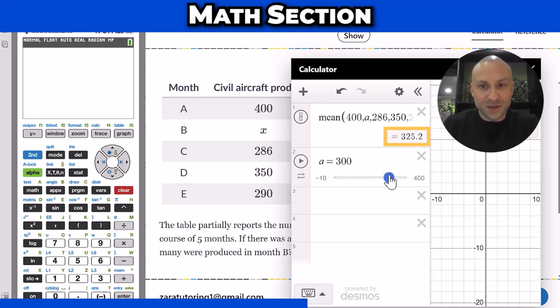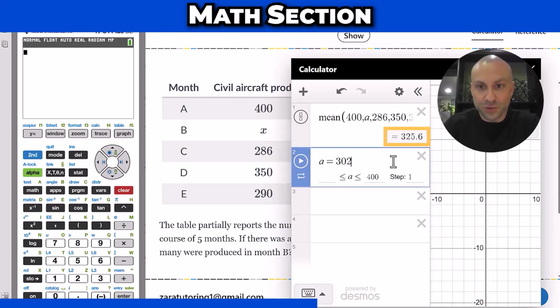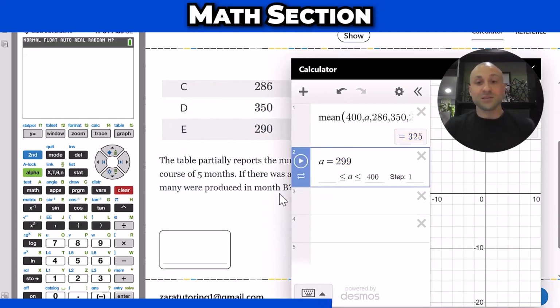So now it gets a little bit harder to navigate. So maybe I'll just go like this. Okay, 302, no, 301, 300, no. Let's go to 299. Okay, we figured it out. So the correct answer is 299, and we'd be done with the question.